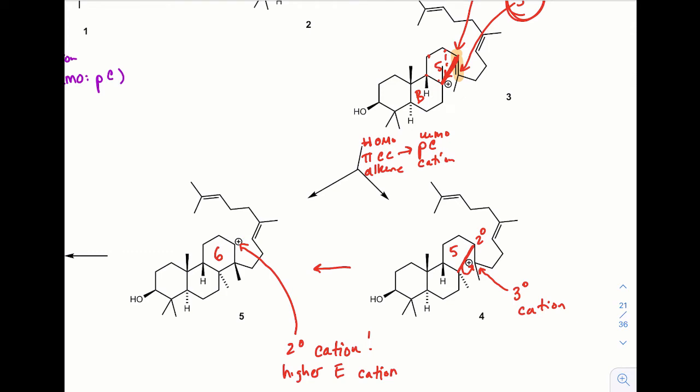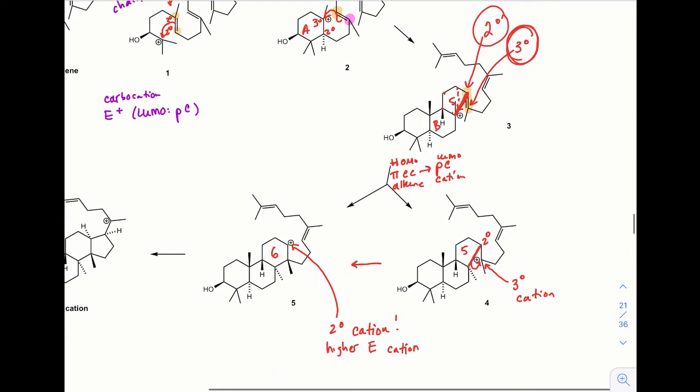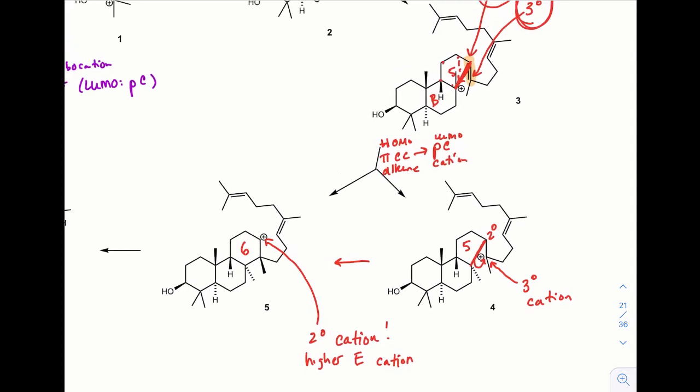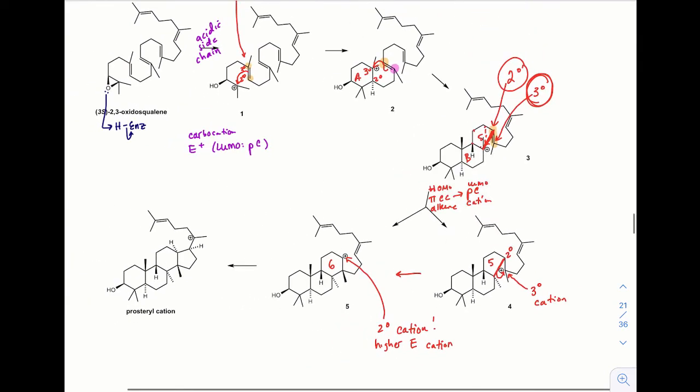So the enzyme is thought to facilitate this transformation to a higher energy cation. Very cool. We haven't seen that before. Usually we see carbocations rearranging to form more stable cations. Here we see it forming a less stable cation. And that's facilitated by the enzyme. It is holding the molecule in the shape that's appropriate for that.